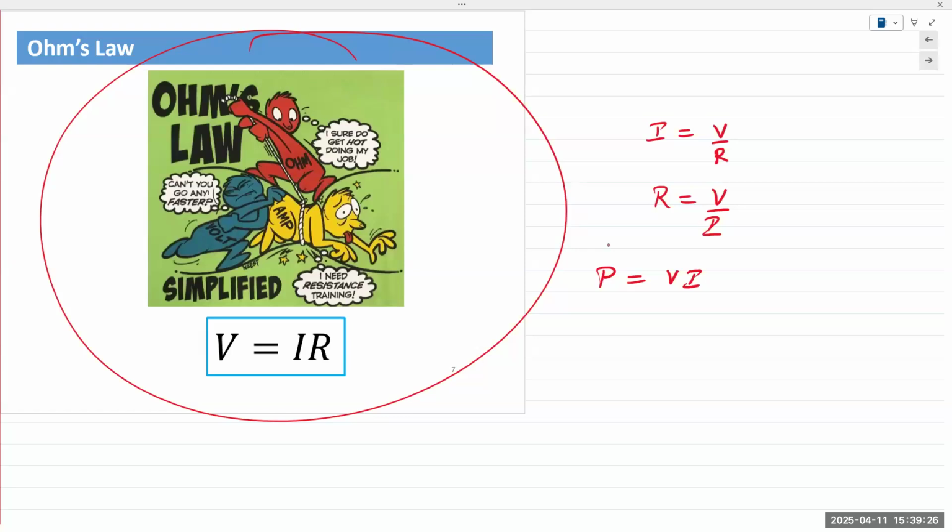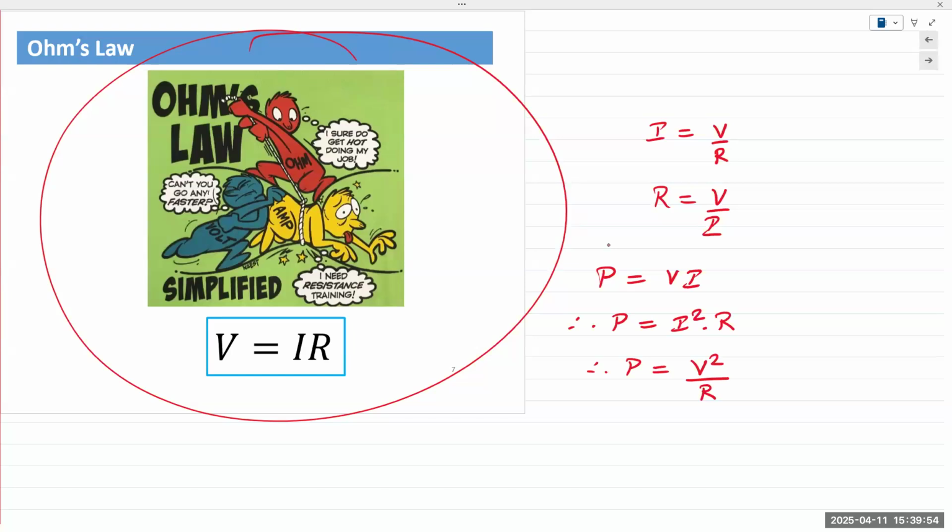If you have current flowing through a resistor, you can directly calculate the power. If you have voltage across the resistor, you can directly calculate the power. You do not have to calculate the other quantities. So if you combine these two equations, we can write P is equal to I squared times R, and P is equal to V squared over R.